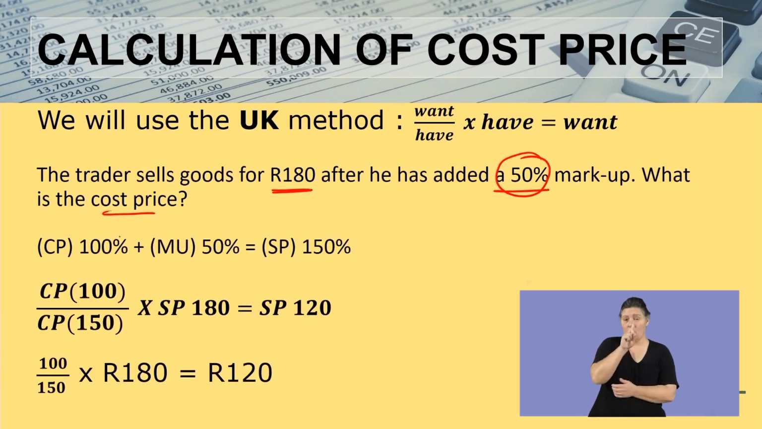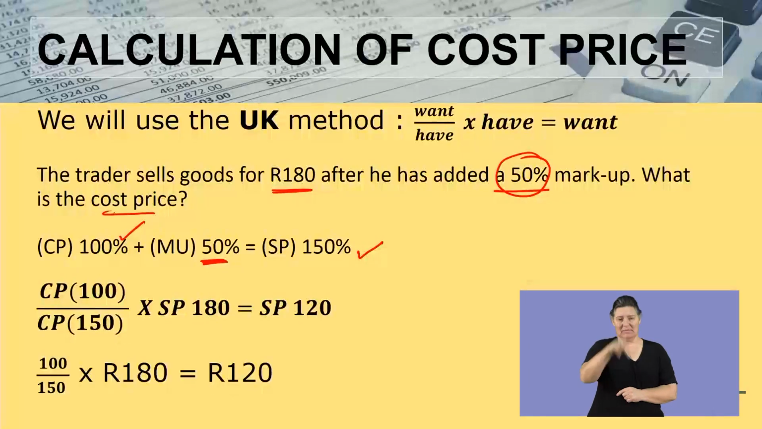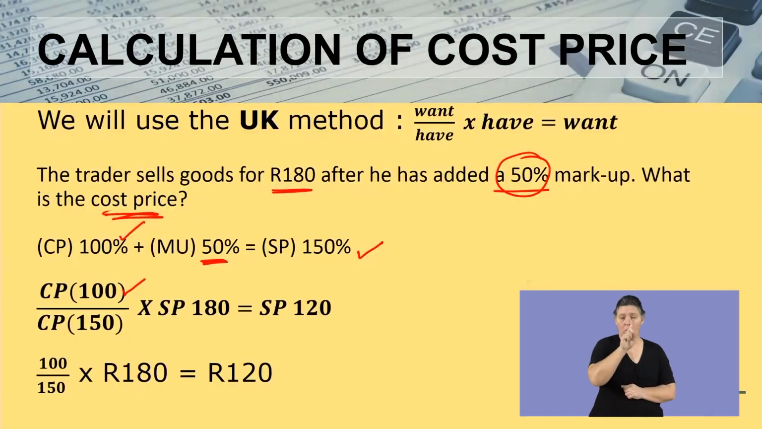Remember what I told you. Cost is always 100. Markup, according to this one, 50%. Therefore, 100 plus 50 gives you 150. Very correct. What is it that you want? That is what you must always ask. What do I want? What was the question? What is the cost price? What did I tell you? Cost is always what? 100%. So what I want is 100.